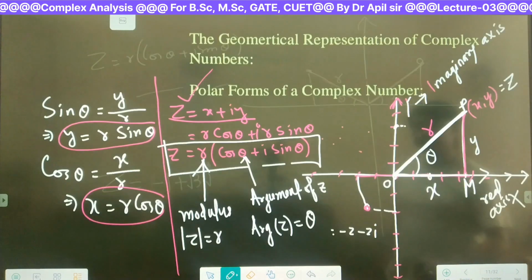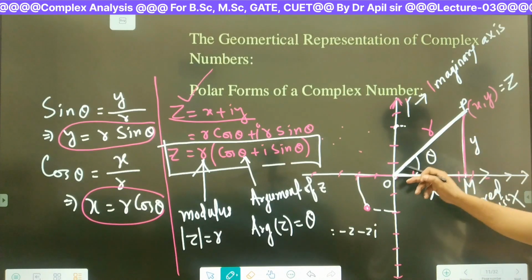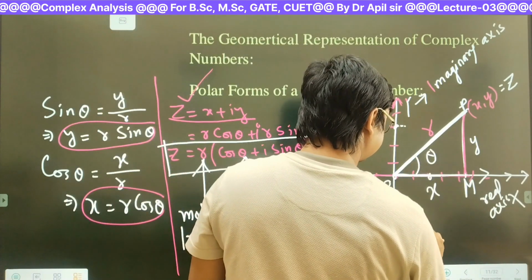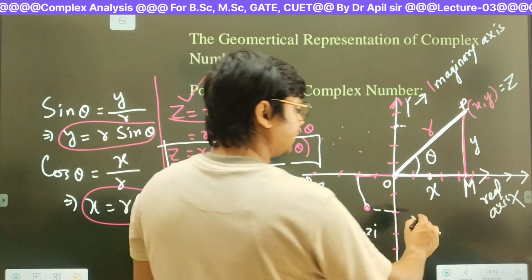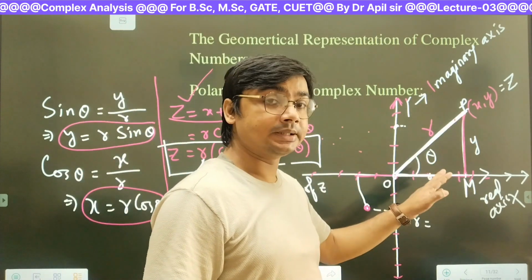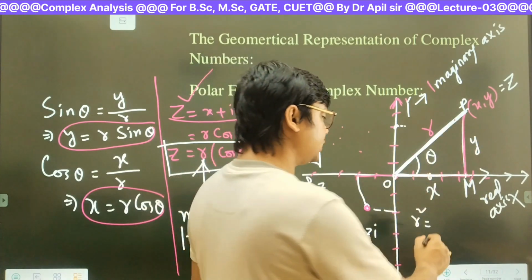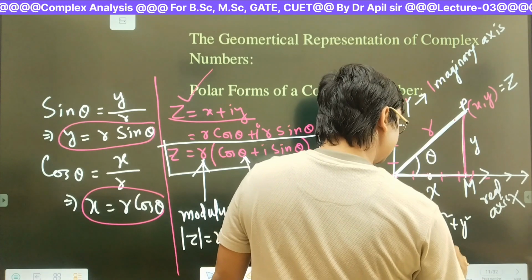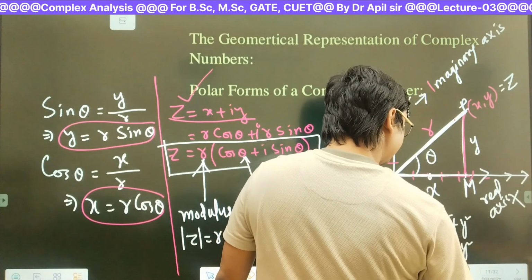So from this triangle, I think you can easily find the modulus of this complex number. What will be this R, guys, from this triangle? Here you see, if we use the Pythagorean theorem, what do we get? The hypotenuse equals perpendicular square plus base square, so this will be x square plus y square. So from here, R will be the square root of x square plus y square, right?